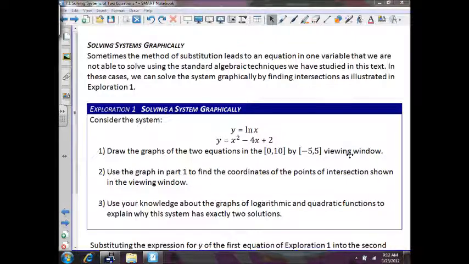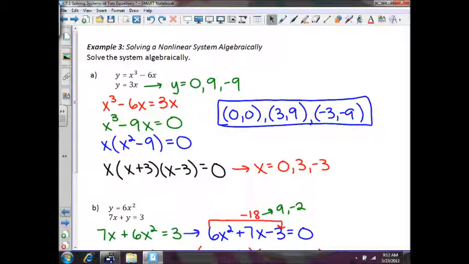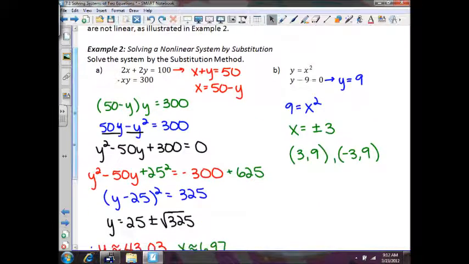Now, when we talk about solving systems graphically, sometimes the method of substitution leads to an equation in one variable that we're not able to solve using standard algebraic techniques we studied in this text. In these cases, we can only solve the system graphically by finding intersections as illustrated in example 1. Now, if you remember right, I actually did this for example 2A as well, just to show you what those are.